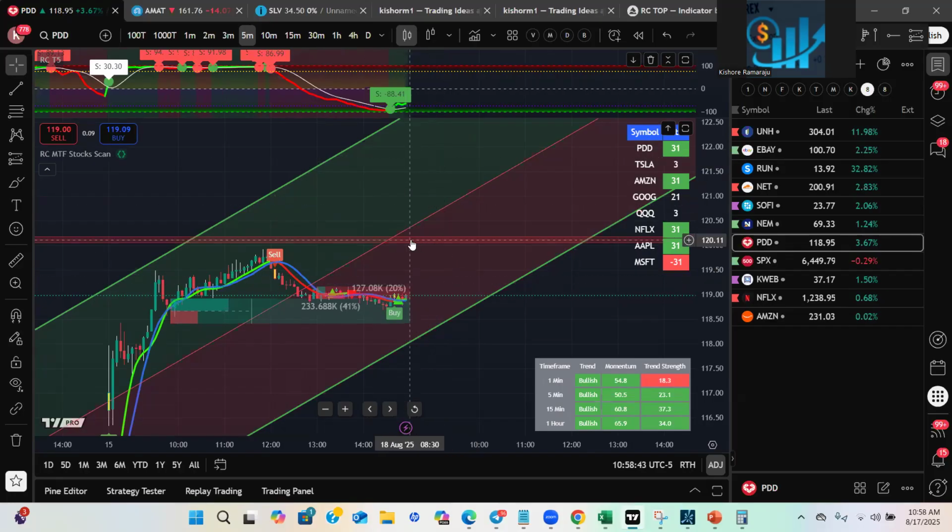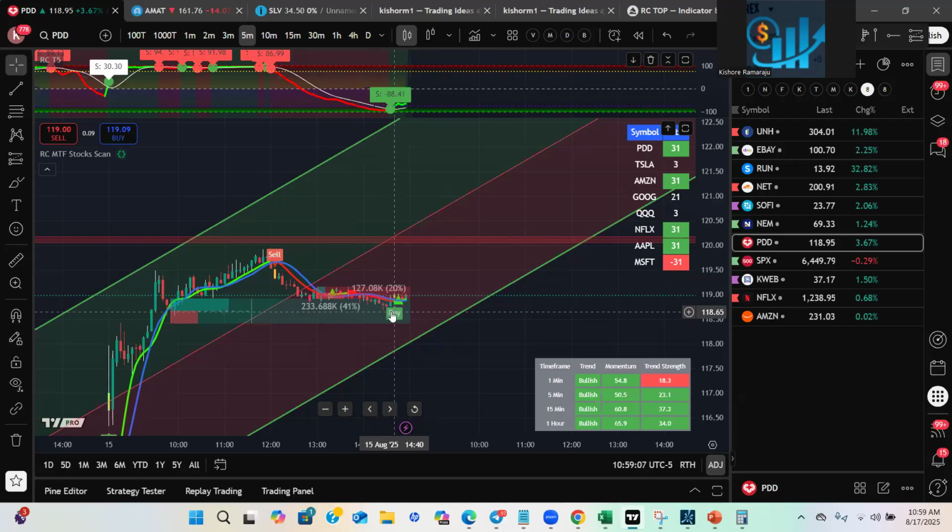But because you have a resistance here, we are still not very confident whether it will break this or it may touch this and again come back. So now, instead of buying a naked call, if you do a debit spread, your risk is less. So you are buying it, so it may at minimum go till here.